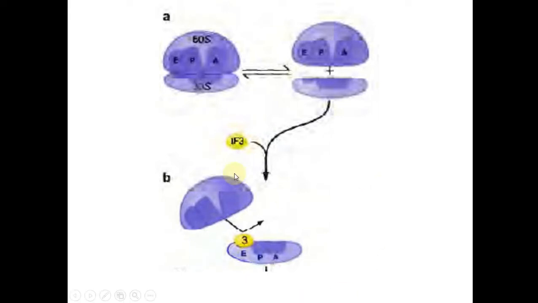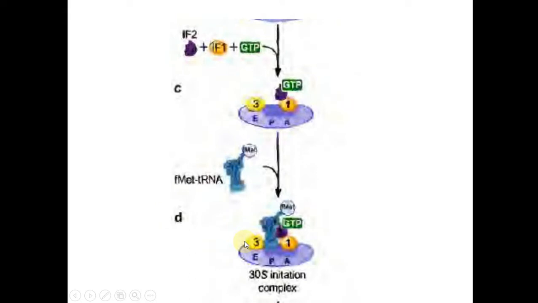So first IF3 binds to the E site, and IF1 and IF2-GTP bind to the A site. When the initiator tRNA binds, the GTP on IF2 is hydrolyzed to GDP and IF2 is released. Now the initiator tRNA binds in the P site of the ribosome.